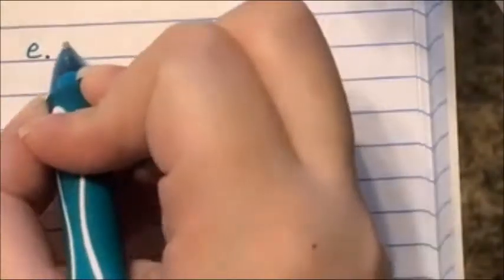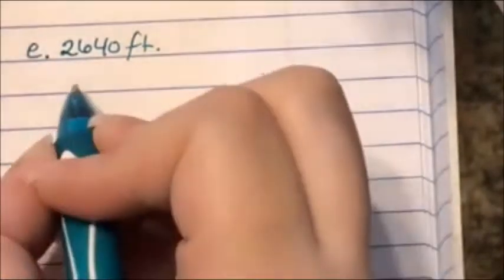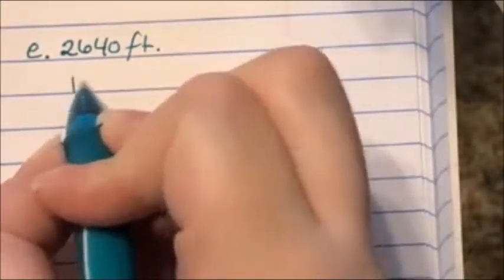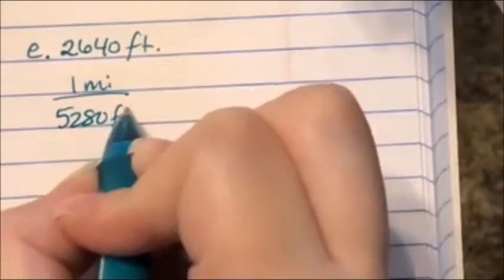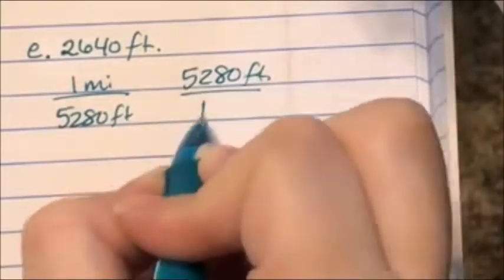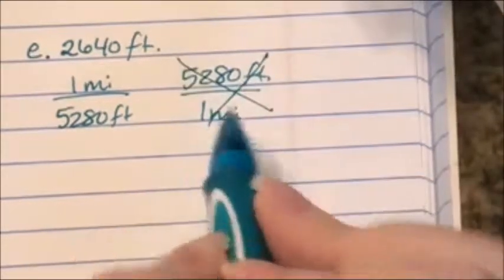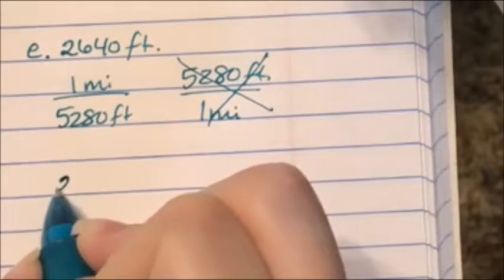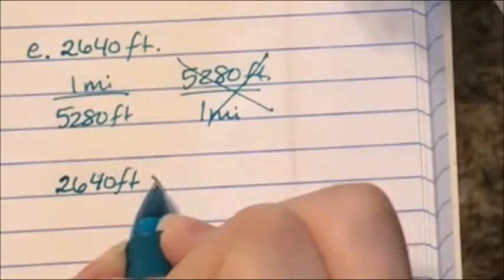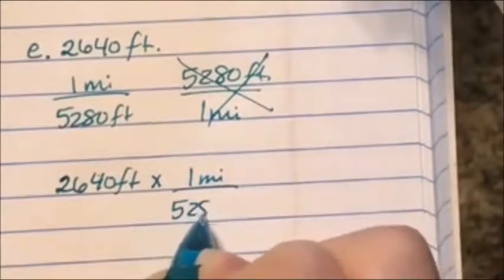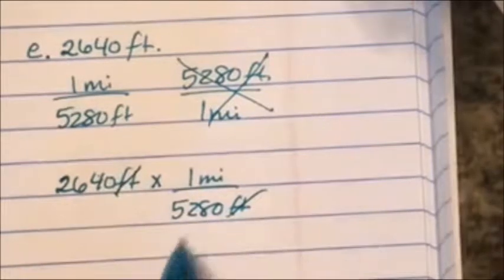For letter E, I have 2,640 feet equals blank miles. So again, 1 mile, 5,280 feet. Okay. Feet is in my numerator, so I have to have feet in my denominator to get rid of it. So I can't use this one. So now I have 2,640 feet times 1 mile over 5,280 feet.